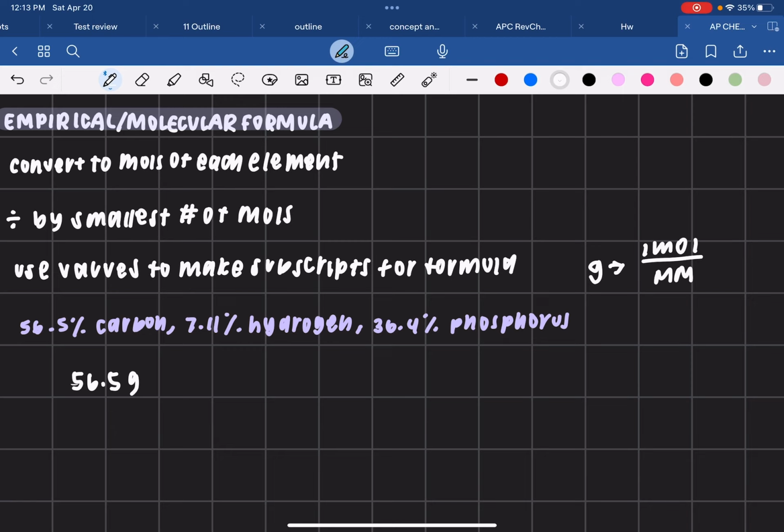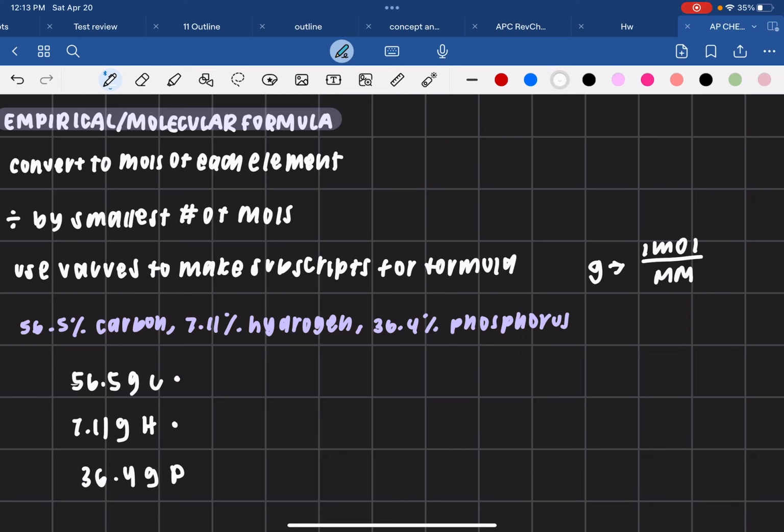So if you're thinking in that concept, you would have 56.5 grams of carbon, 7.11 grams of hydrogen, and 36.4 grams of phosphorus. We're just going to think about it like that because that's how everyone does it. That's how the AP exam wants you to think about this. So it's about being a critical thinker and figuring stuff like that out.